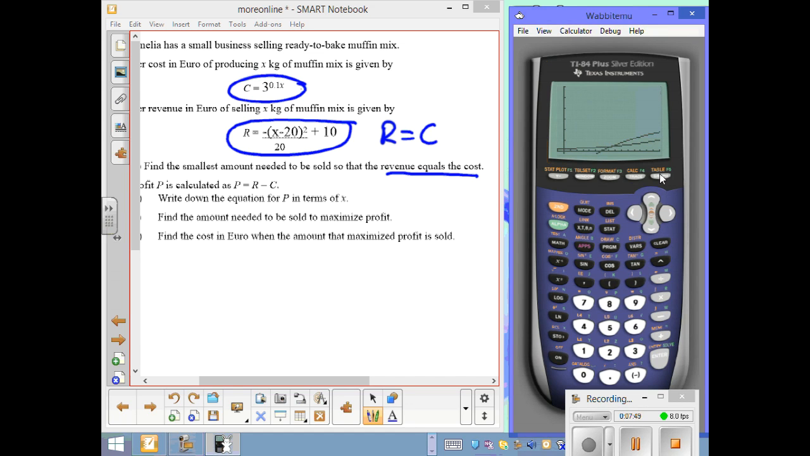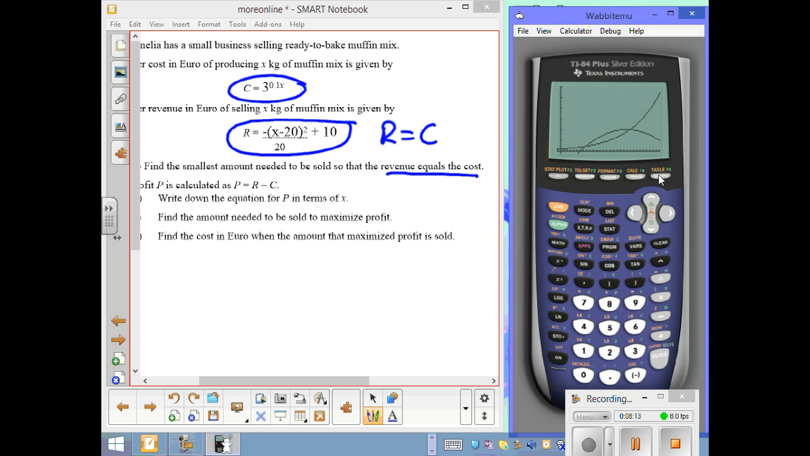And here is my revenue curve. You can see that I'm not able to see everything, so I need to adjust my window. So maybe it's going to go up to about 30, all right, and then graph it again once more. All right, that's my cost curve, and that's my revenue curve. Basically, I want to find where these two things are equal.